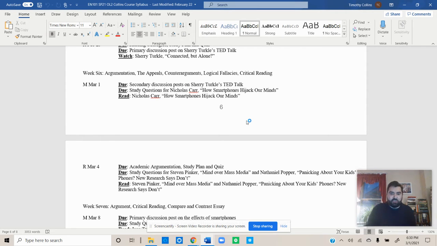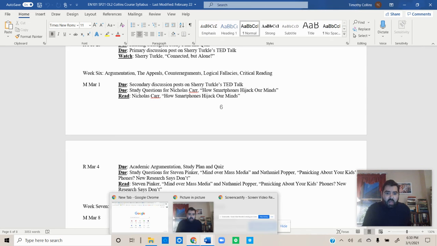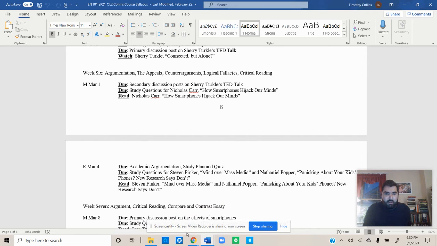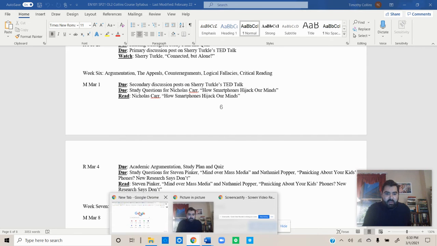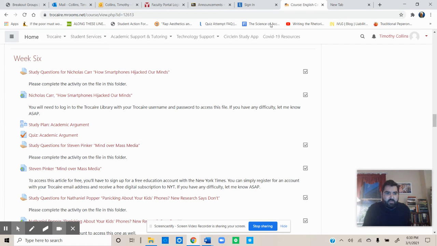So you want to make sure that you're reading them, of course. I didn't try to hit you with a ridiculous amount of reading, so hopefully you'll find these to be not too time consuming. On that note, what I want to do is go over to the Moodle page and take a look at how this looks over there.